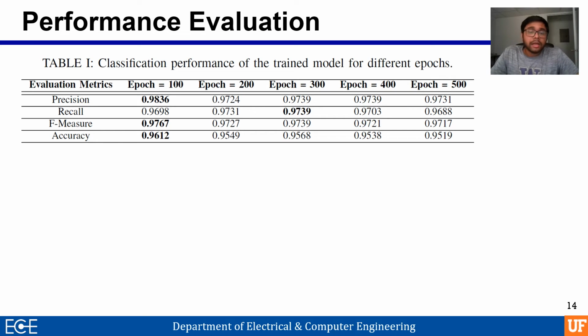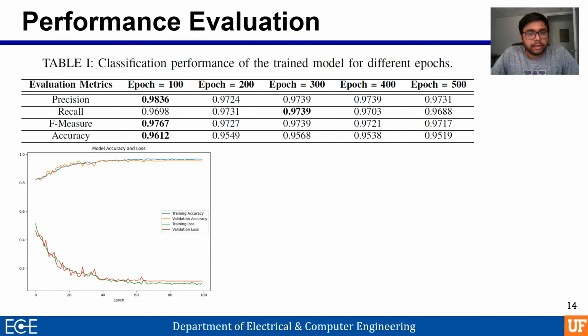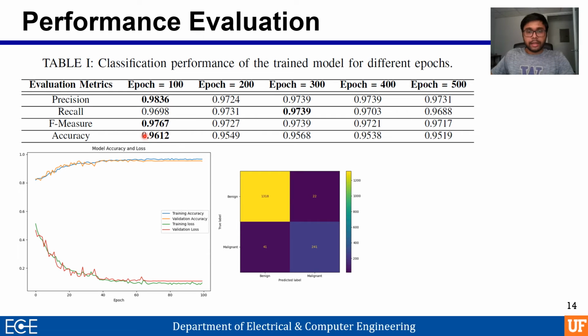The classification performance of the trained model has been shown here, and I analyzed the performance at different epoch values ranging from 100 to 500. It has been shown that the best accuracy was obtained for epoch number 100. For epoch 100, it shows the training and validation accuracy as well as the training and validation loss. The highest accuracy was around 96.12%, and this is the confusion matrix for this trained model.